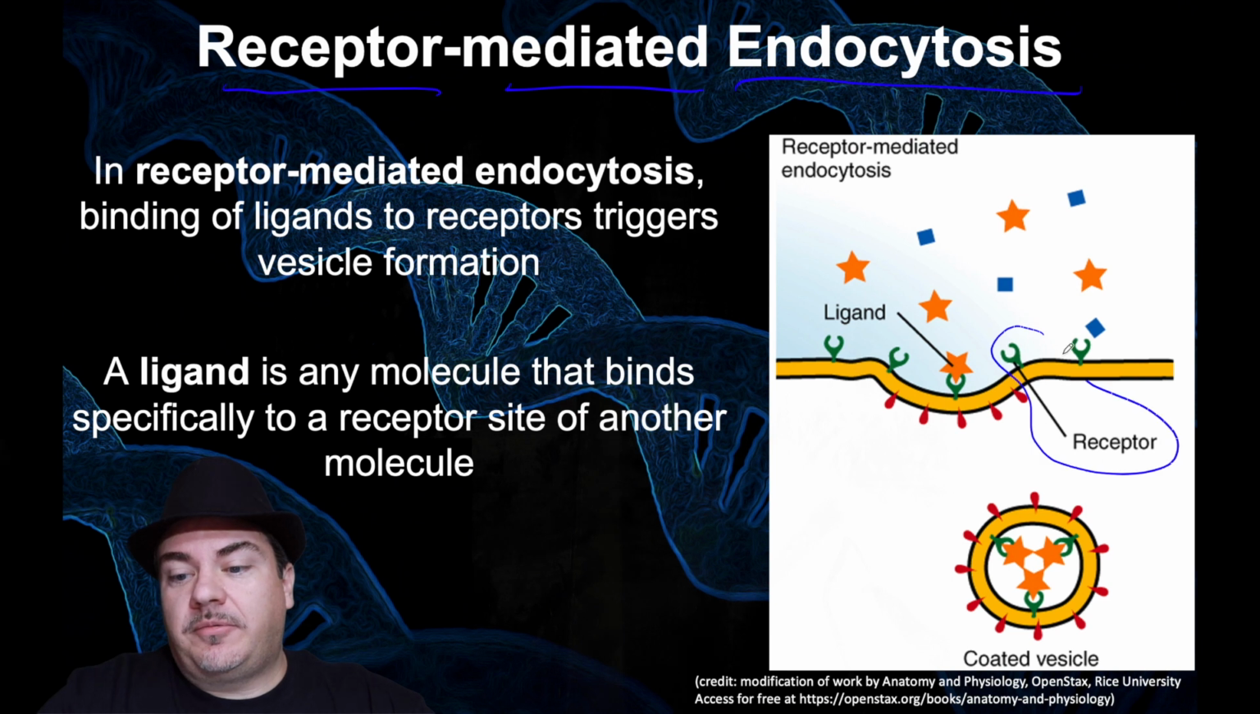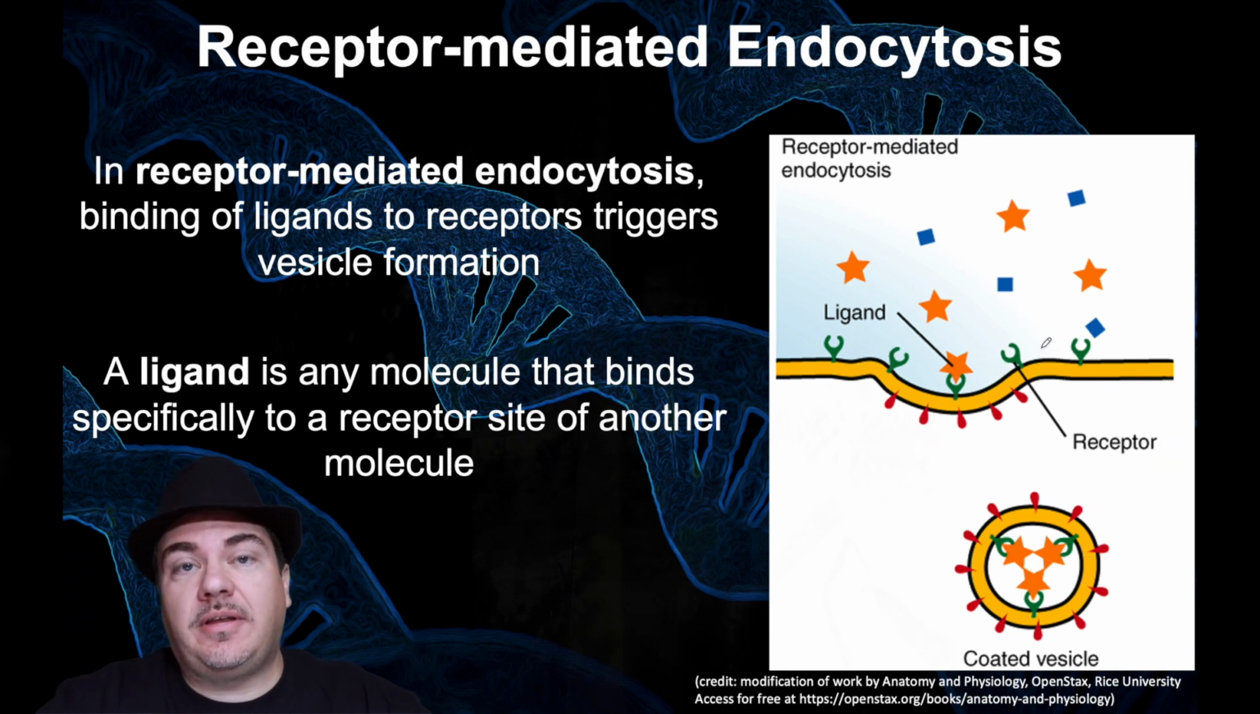Remember, these are called receptor proteins. And it's very specific in what it's bringing into the cell. So that's our discussion on how things actually enter and exit the cell. And that's the end of our chapter on the cell membrane.